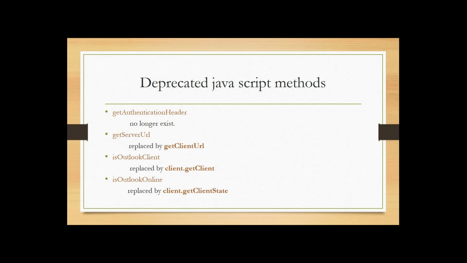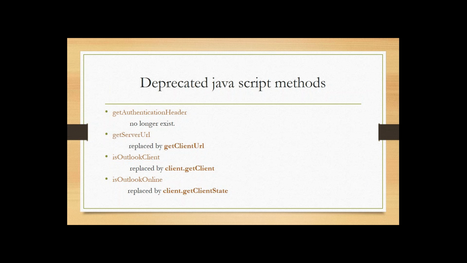As we have already gone through all new methods which are introduced in CRM 2015 update 1, now let us look at the deprecated methods of CRM 2015 update 1. As you can see, there are 4 methods which are no longer existing or will be replaced by a new method. We should avoid using these methods in our code. The first deprecated method is getAuthenticationHeader. This method was used to support CRM 4.0 web services. Now this method no longer exists.